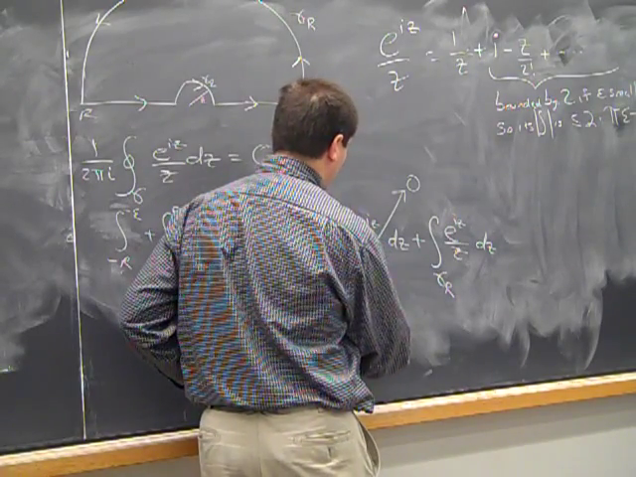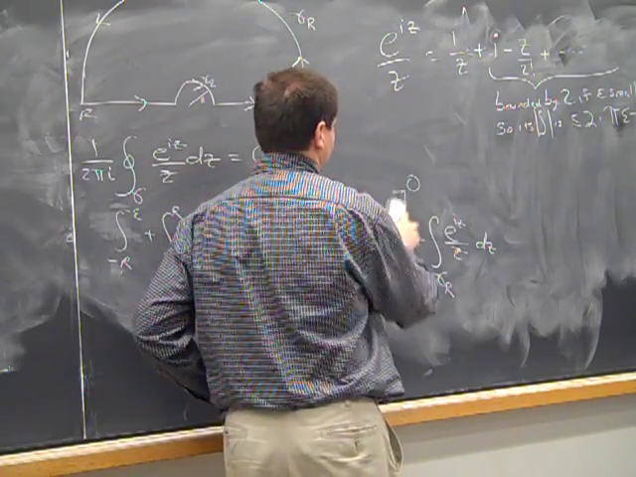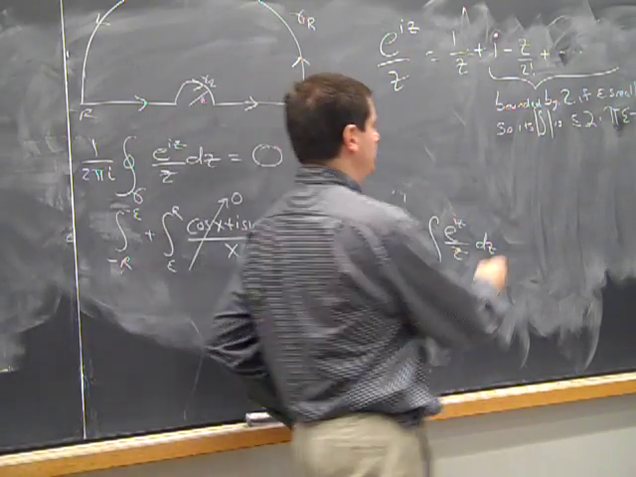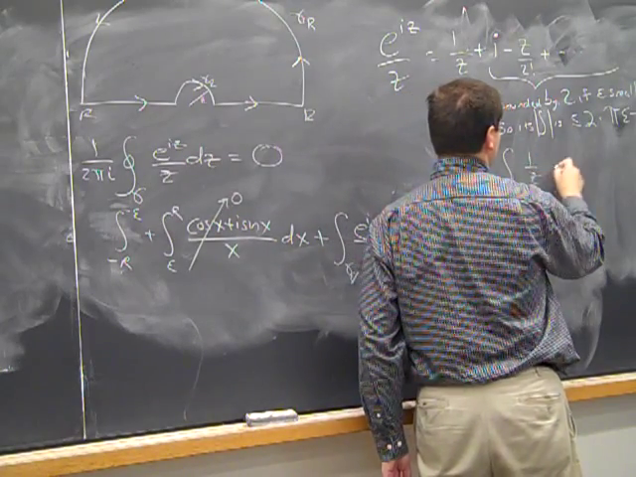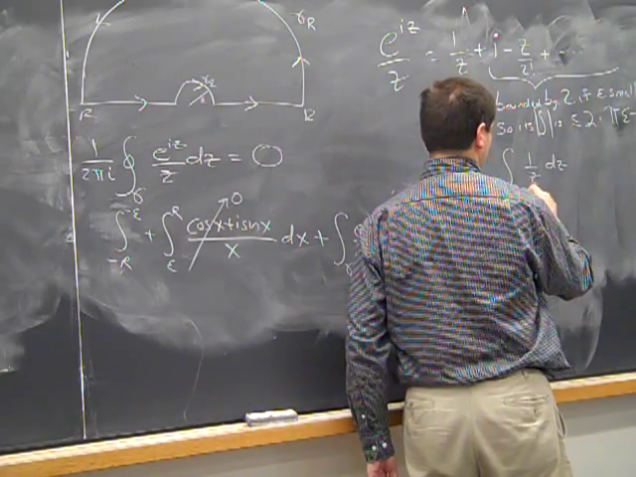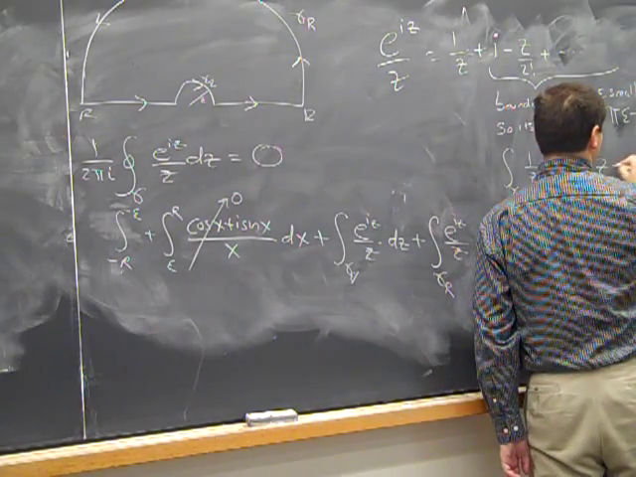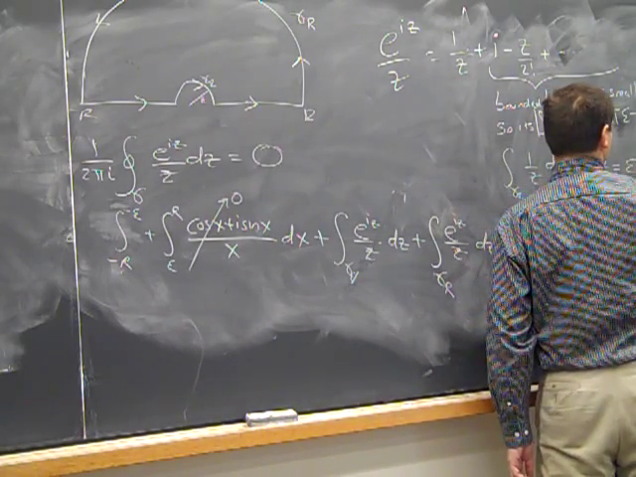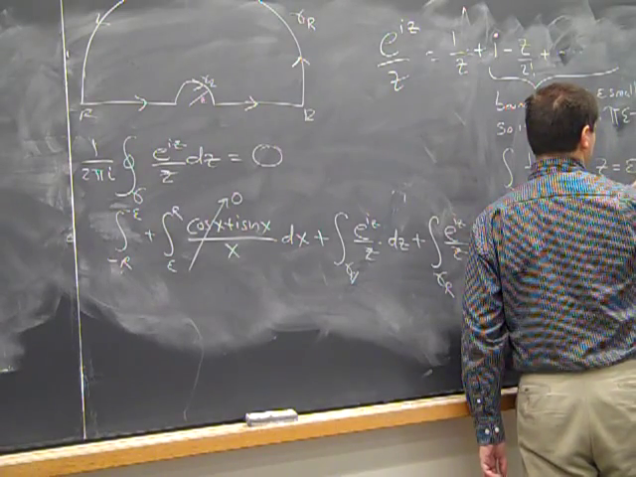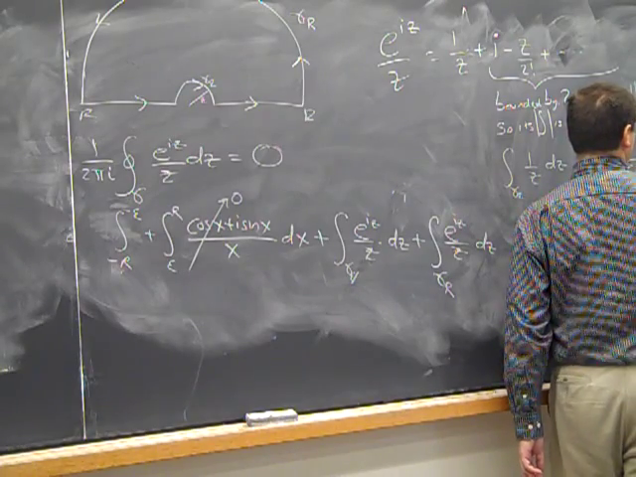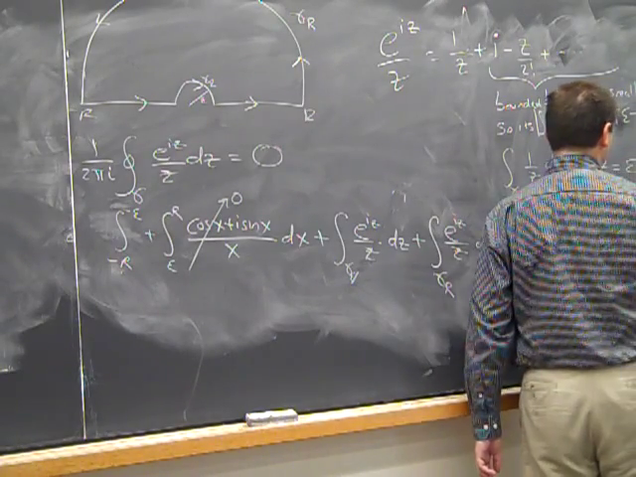I forgot. There's one other part of this term. There's the 1 over z. So we just have to integrate that. So we have to integrate 1 over z dz over gamma epsilon. All right, well, let's write z. z is epsilon e to the i theta. dz is epsilon i e to the i theta d theta. And what does theta run from?